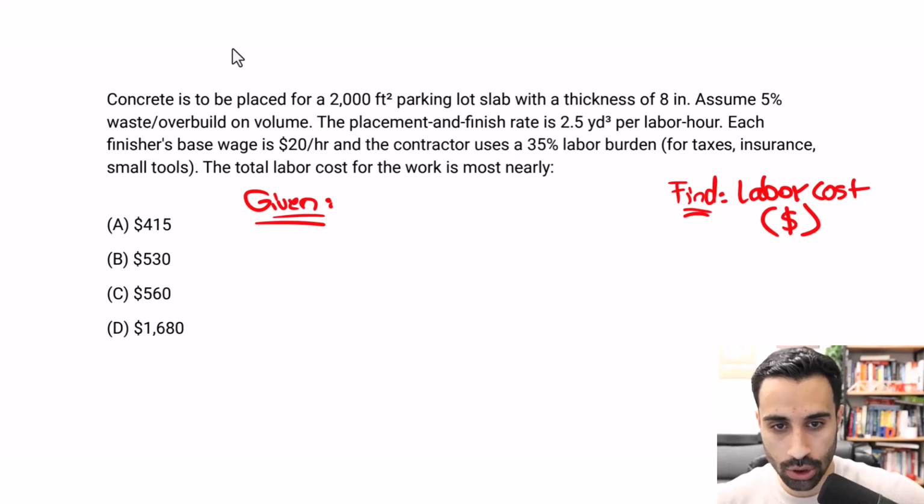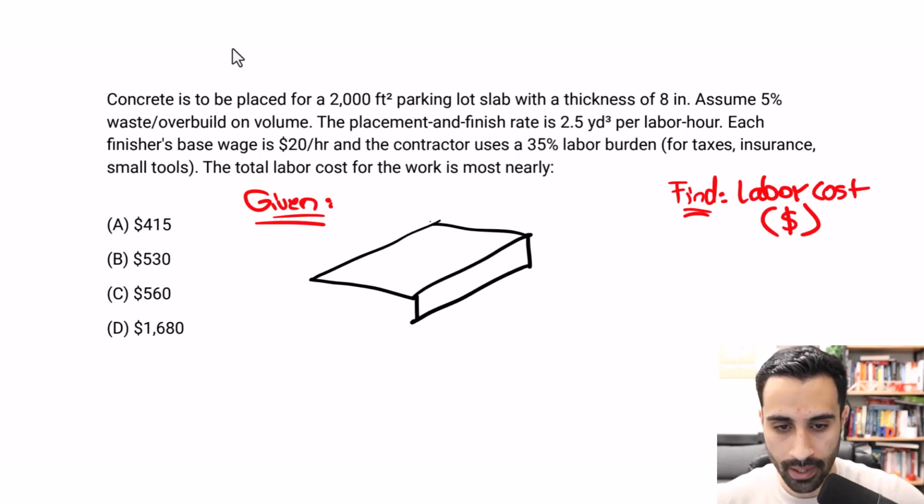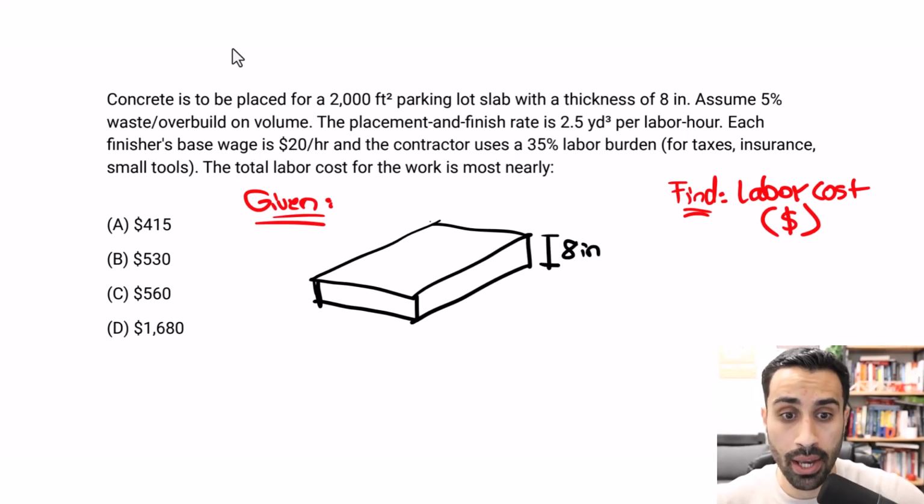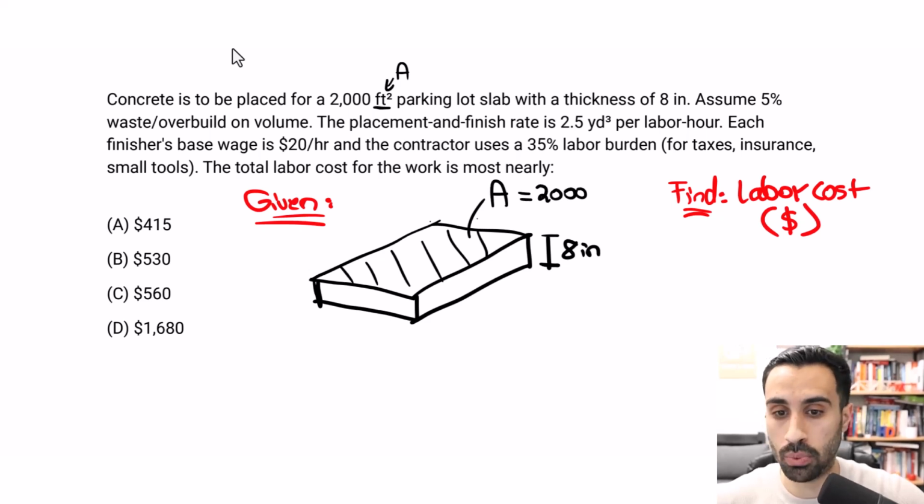So a 2,000 square foot parking lot with a thickness. Okay, that is a volume, a parking lot. So we can just draw that. Something basic. It doesn't have to be perfect. So let's say like this. It is a slab, and that has a thickness of 8 inches. Then we know the area, square foot. This is the area term, A for area. It's always going to be that top area of this, 2,000 square feet.